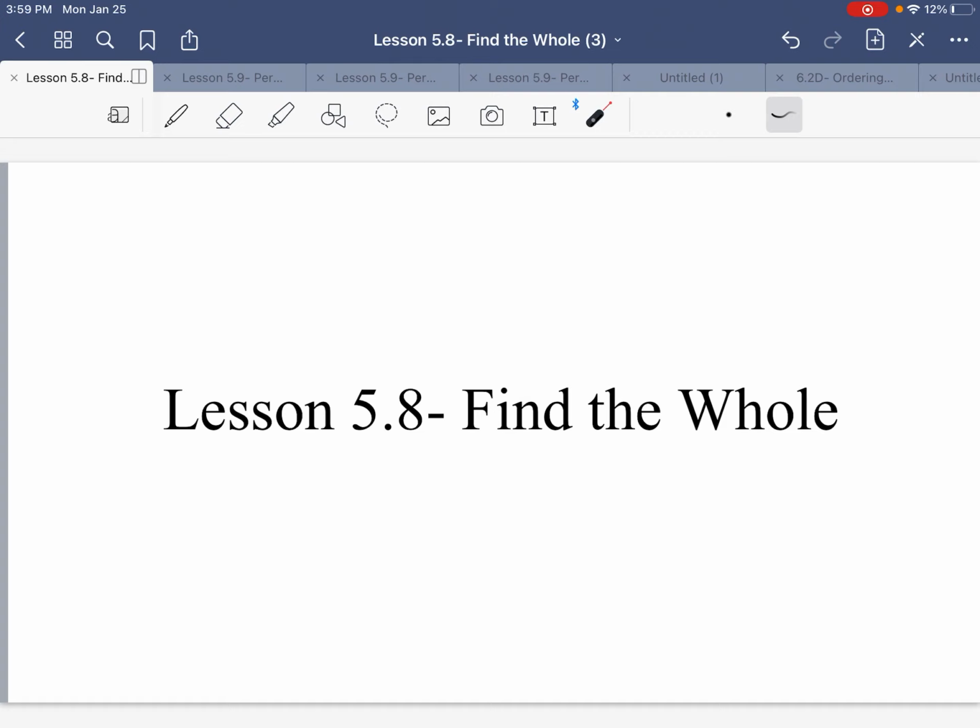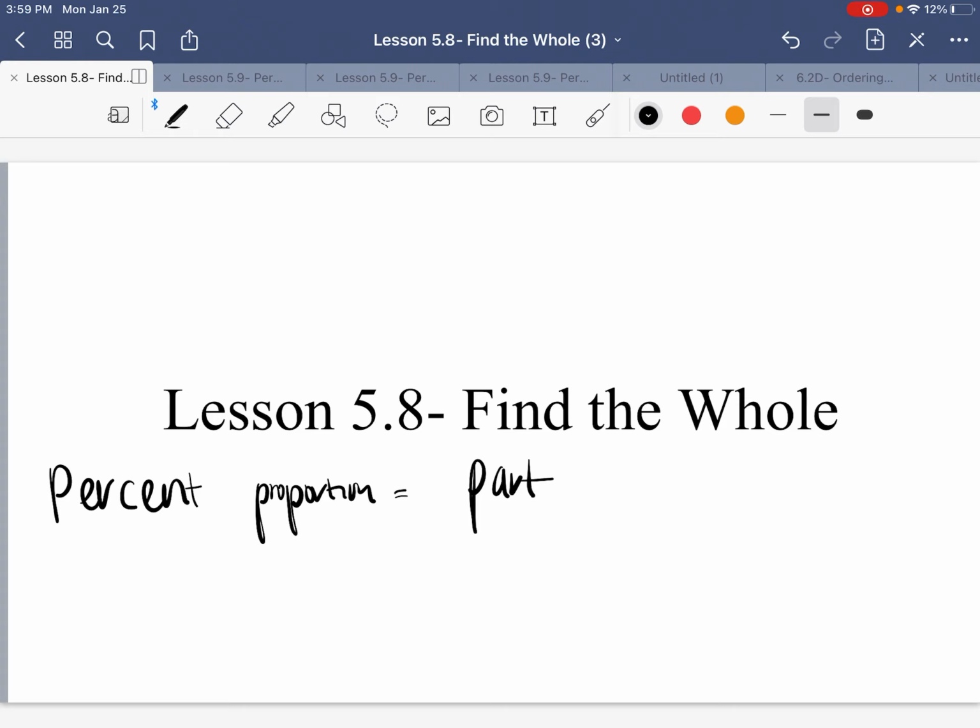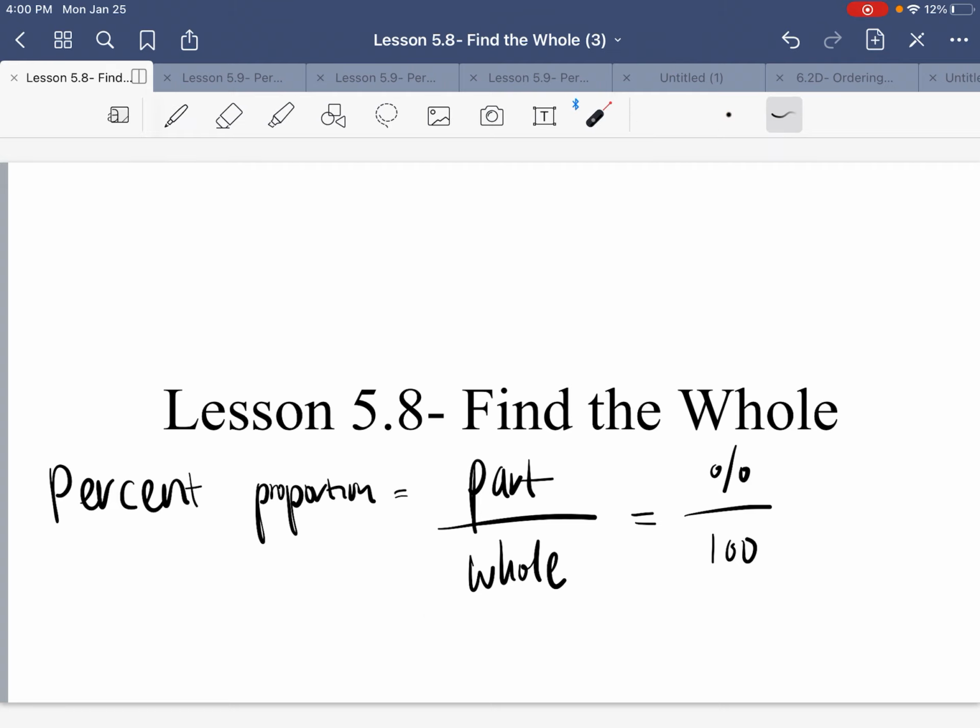If you recall, in our lesson for finding the part, we used a percent proportion. Our percent proportion always follows this format: you always have your part out of whole equals percent out of 100. Today's lesson is going to focus on what to do when you have the whole missing. We're going to do 2 practice problems together. And then the last question, I'm going to read it to you and set it up for you and help guide you because it's going to be your exit ticket question for the day.